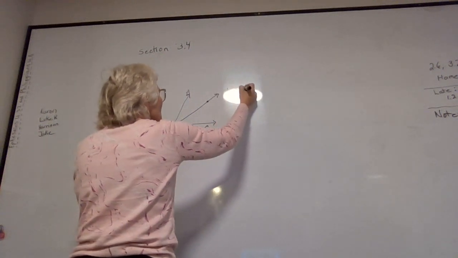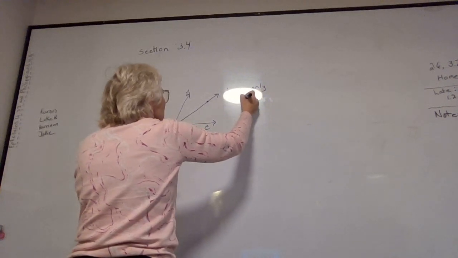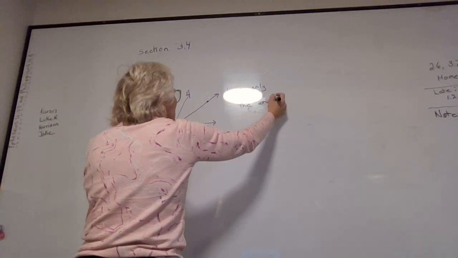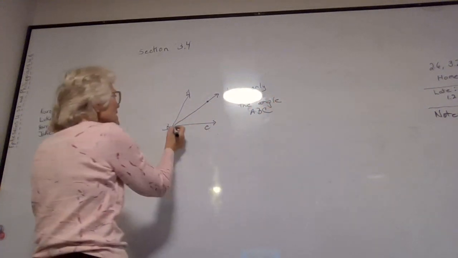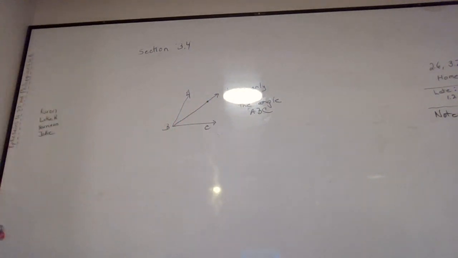One ray only bisects the angle ABC. So there's only one ray. If I put in a different one, it would be right on top of it if it had to bisect, so it would be the exact same one.